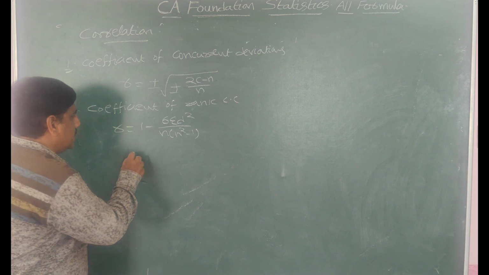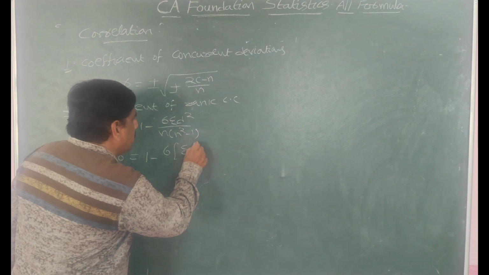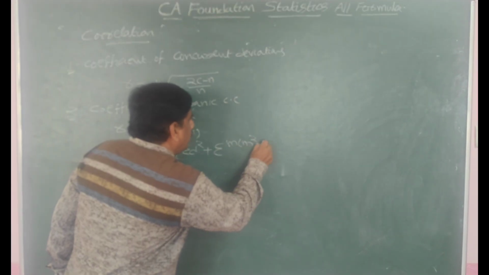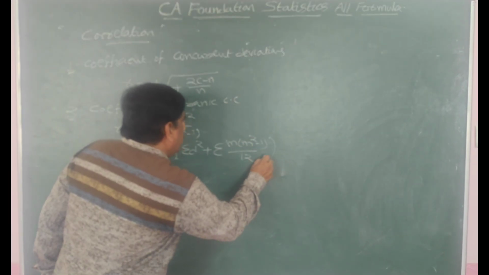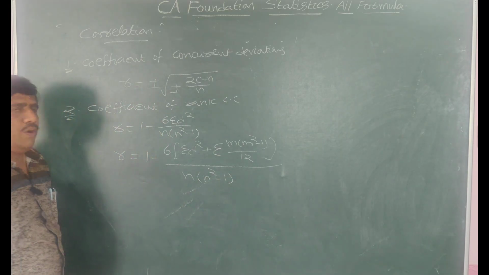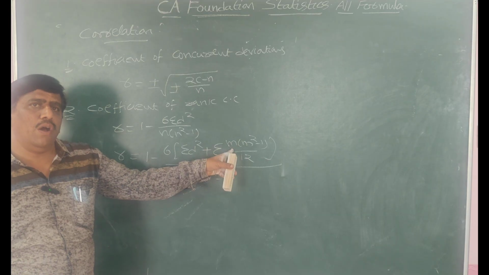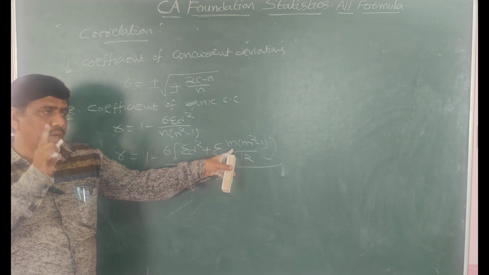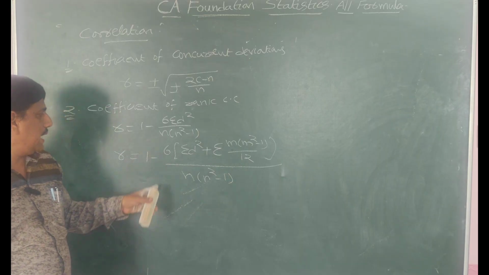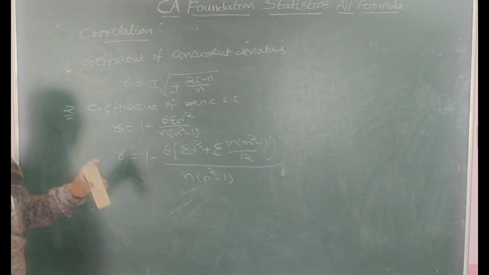When there are ties, the rank correlation formula will be like this: 1 minus 6 into [summation d square plus summation m into (m square minus 1) by 12] divided by n into (n square minus 1). In the case of tied ranks, this is the formula, where m means the frequency of the repeated value. For every repeated value, you have to calculate this one and then add it to summation d square. Then the rank correlation coefficient formula is this one. Concurrent deviations and rank correlation.